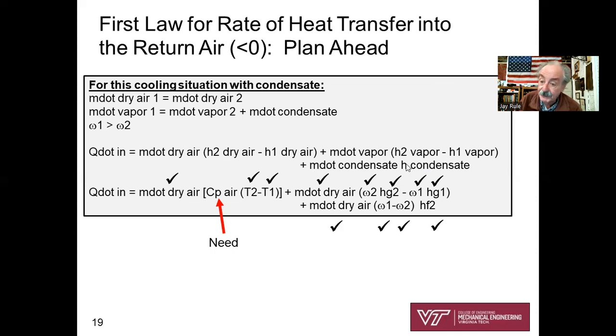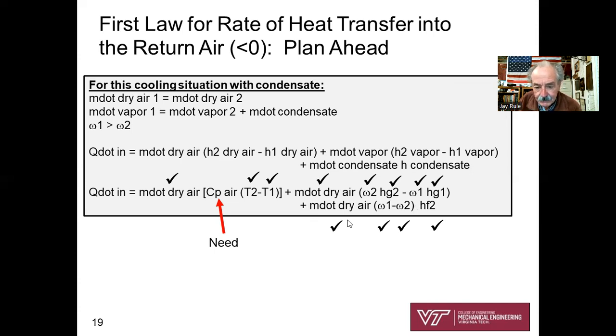And I think I didn't mention that up here. Again, sorry. Okay. So plus, I've got m dot of the condensate, HF of the condensate. It's leaving. That's why I've got a plus sign here. Now, there's no condensate coming into the system, is there? That's why it's not a delta.